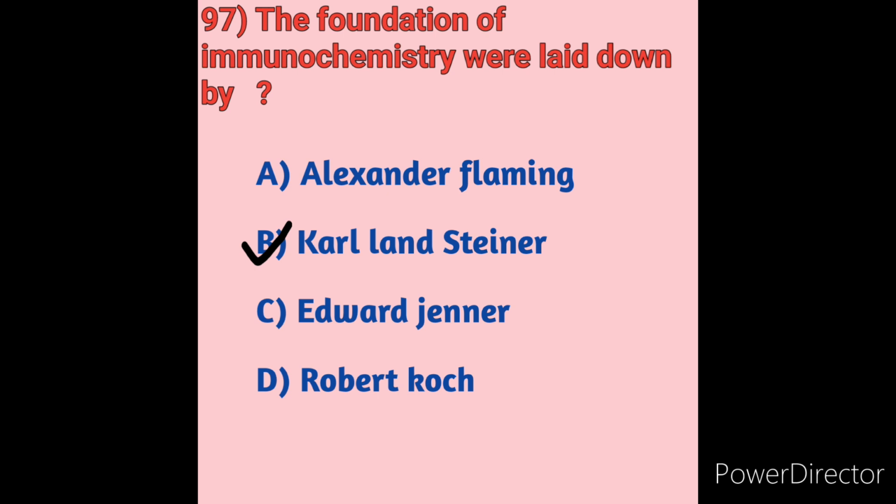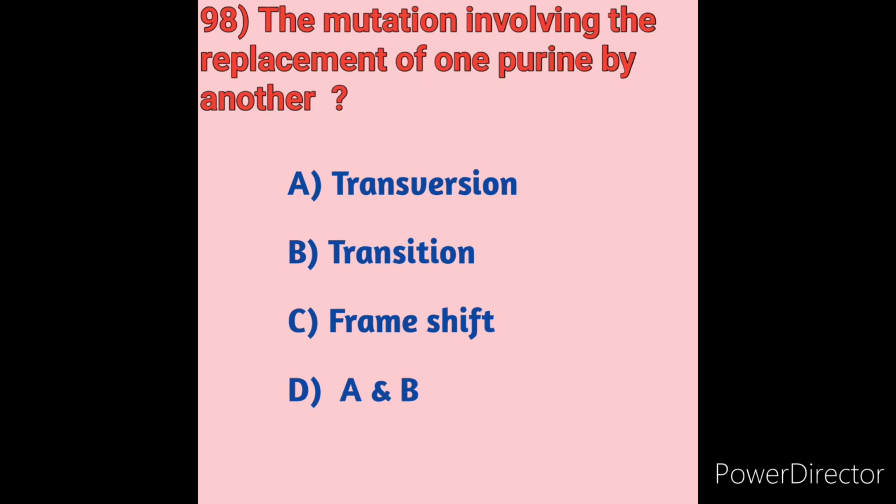Next, we will move on to question number 98. The mutation involving the replacement of one purine by another. We will see the options first. Option A, transversion. Option B, transition. Option C, frameshift. Option D, A and B.